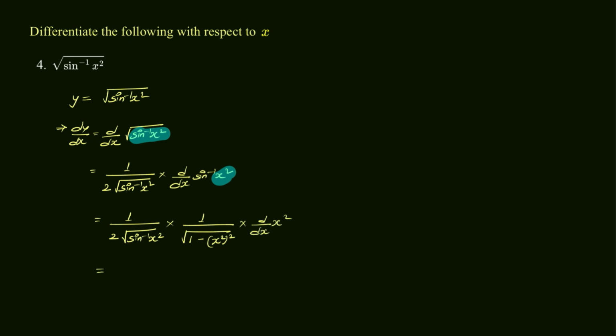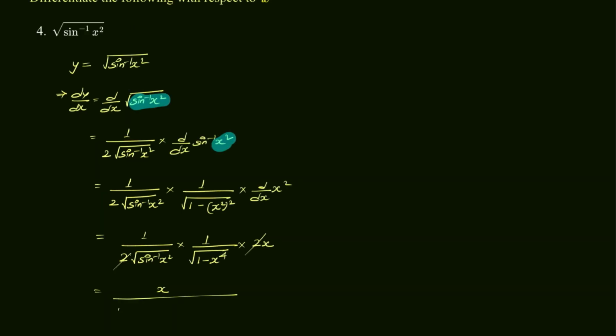So it will be 1 by 2 root of sine inverse of x square into 1 over root under 1 minus x to the power 4 into d/dx of x square, which is 2x. So this 2 and 2 get cancelled. So hence we will have x in the numerator and root of sine inverse of x square into root of 1 minus x to the power 4 in the denominator.